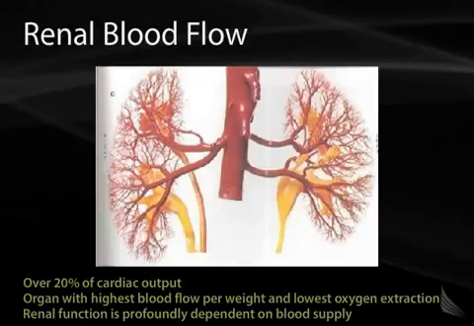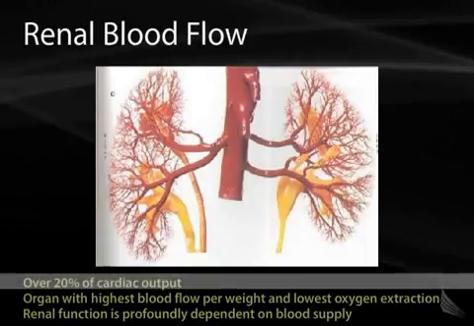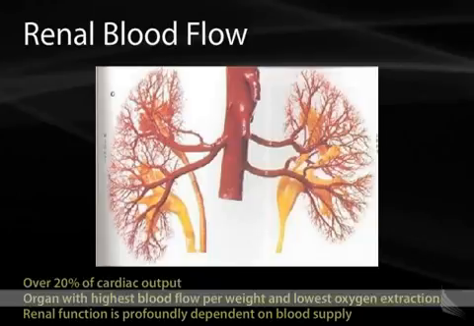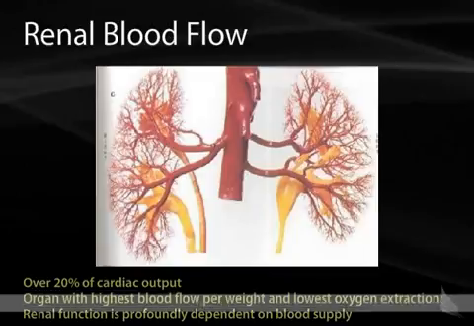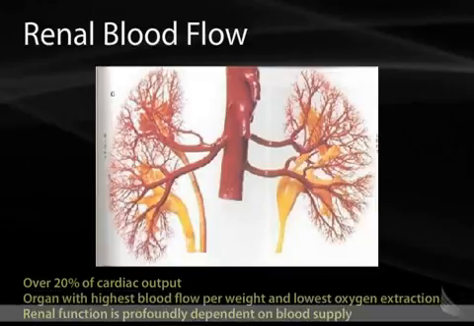Renal blood flow is important to understand because the kidney relies on its large blood supply. Over 20% of the cardiac output with each cardiac cycle goes to the renal vessels. It is the organ with the highest blood flow per weight and lowest oxygen extraction, and renal function is profoundly dependent on blood supply. From a clinical standpoint, most of the cases of deranged renal function encountered are a result of true or effective derangements in renal circulation.